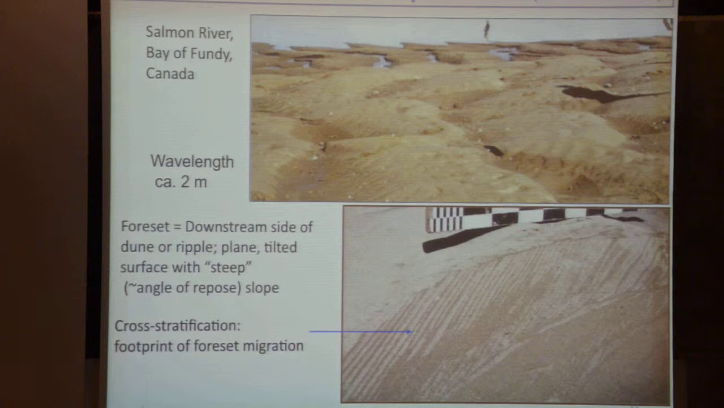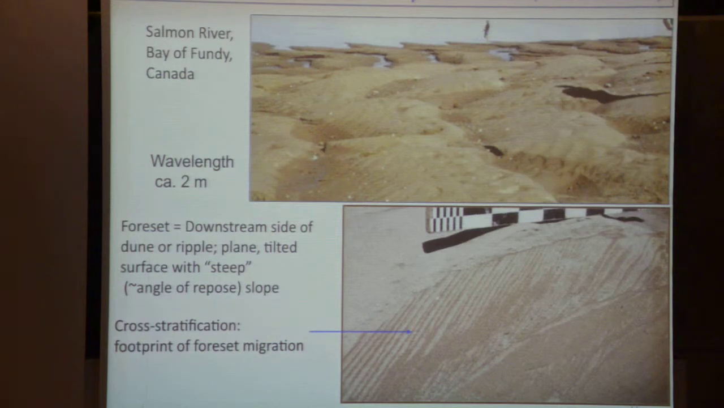So for example, these are dunes visible at low tide in Salmon River, Bay of Fundy, Canada. You can see the dunes left by the tidal current. If you cut the dune vertically parallel to the flow, you will find this kind of structure inside the dune. And this is the footprint of foreset migration, the foreset of the dune migrating.